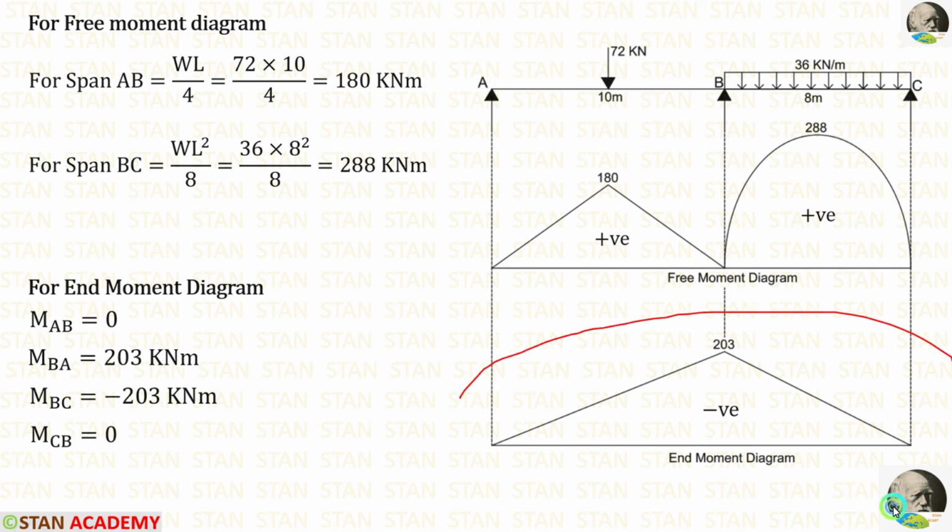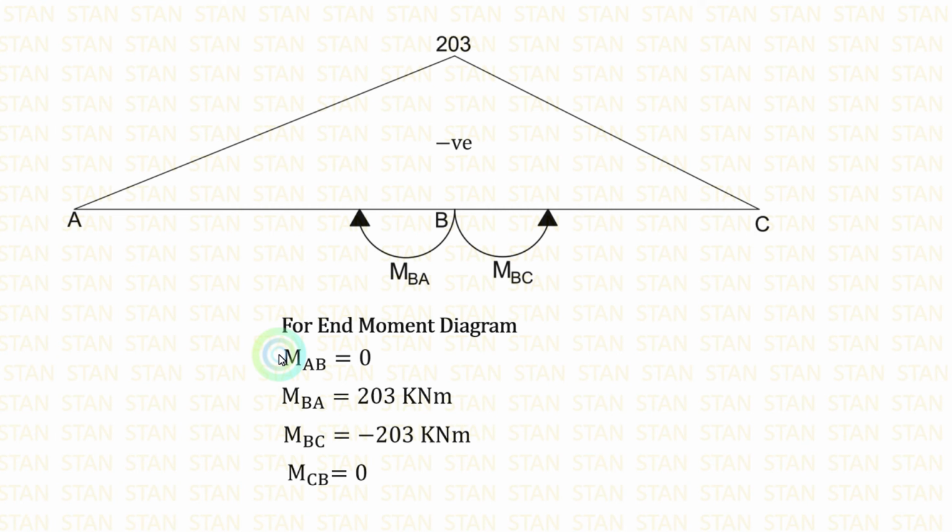Now let us draw the end moment diagram. We have already calculated the final moments. Using these moments, we have to draw the end moment diagram. In the point A and in the point C, the moments are 0. So the end moment diagram will be 0 in the points A and C.